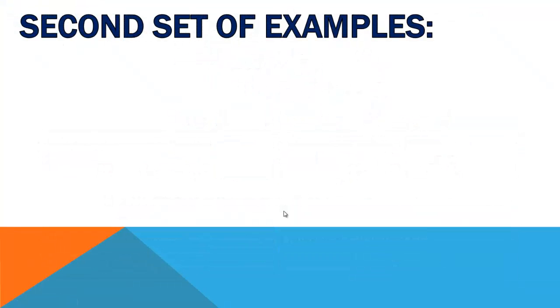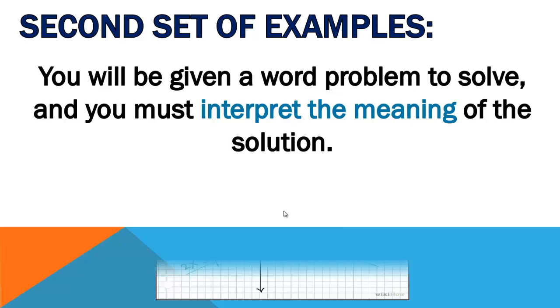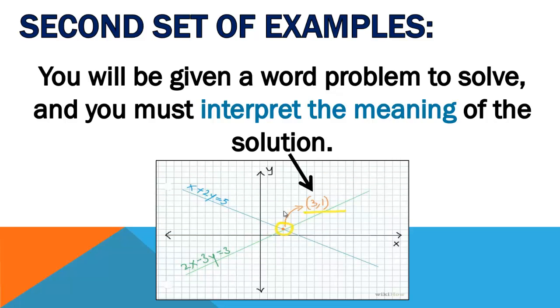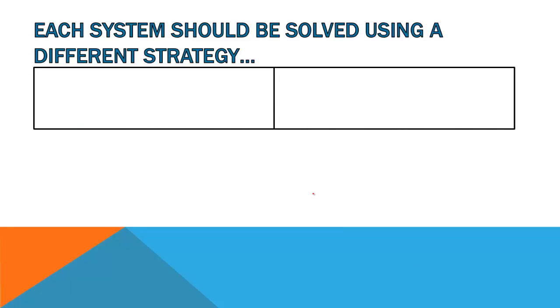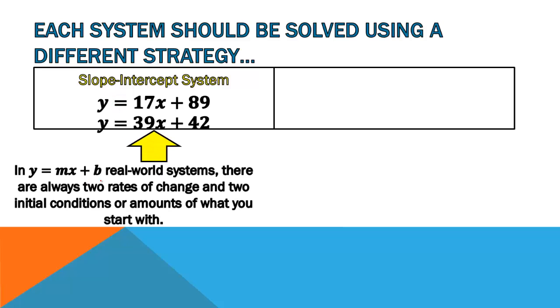Your second set of examples, you're going to be given a word problem to solve, and you must interpret the meaning of the solution. So what does this mean basically? Each system, there's going to be two different strategies you're going to apply here. One, where you have it in kind of a slope-intercept form. There are always two rates of change in the initial conditions, and two initial conditions or amounts that you start with, so they give you this kind of y-intercept here.